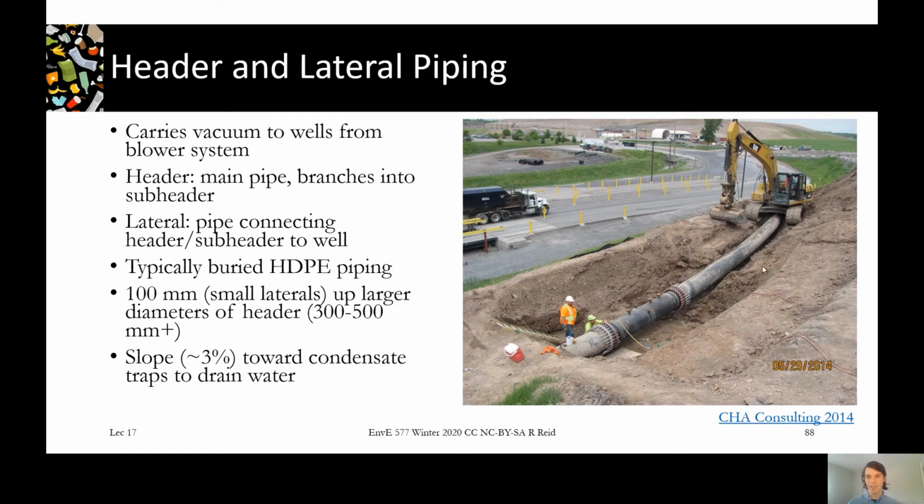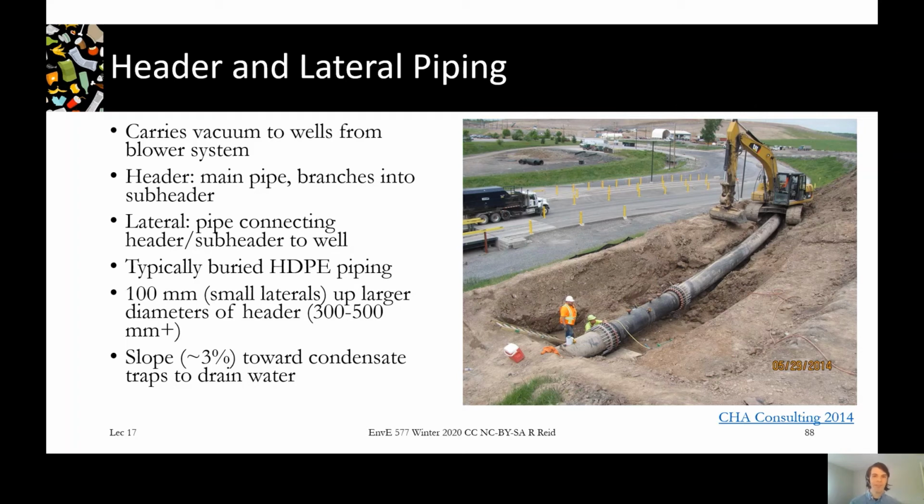Here's an example of that header pipe. So really large diameter pipe typically, and then as it branches off, it gets smaller and smaller. And this is typically made of high density polyethylene. The header's usually in the range of 300 to 500 millimeters. So in meters, that's 0.3 to 0.5 meters. And then the laterals coming off would be more in the range of 100 millimeters.